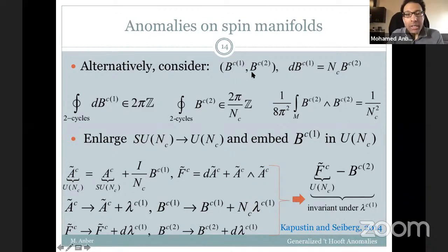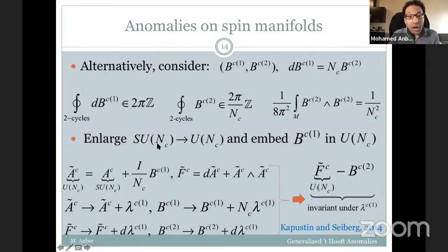So let us consider the following pair of 1 form and 2 form fields, B1 and B2. And they satisfy the following constraint. dB1 is NC B2. Basically, what I am saying here is that B2 is a flat gauge field, as you can see easily by taking the derivative of both sides. Now, the integral of dB1 over 2 cycles is 2 pi times an integer. And because of this constraint here, I find that the integral of B2 over 2 cycles is a fraction. And one can also compute B2 with B2 on my 4-dimensional manifold, to find that it is also 1 over NC squared. So this is the first step in this construction, introducing this pair of 1 form and 2 form fields.